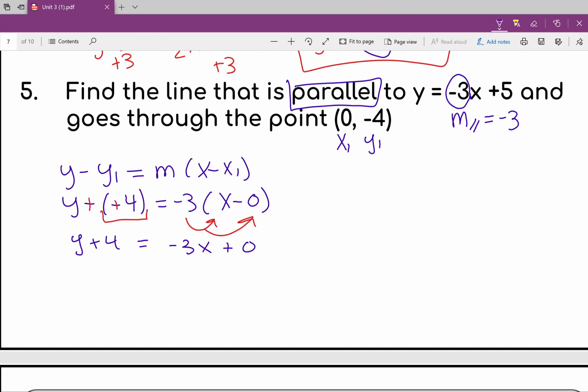Then I'm going to get y by itself by subtracting 4. So I'm left with y equals negative 3x, and 0 minus 4 is negative 4. So that is our answer. And again, we know we did it right if we're comparing our slopes. Our slope is negative 3 in our new equation and negative 3 in our old equation. They're the same slope, which means we did good and we got a parallel slope.